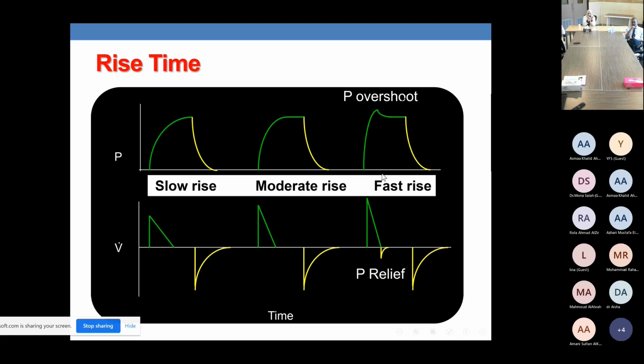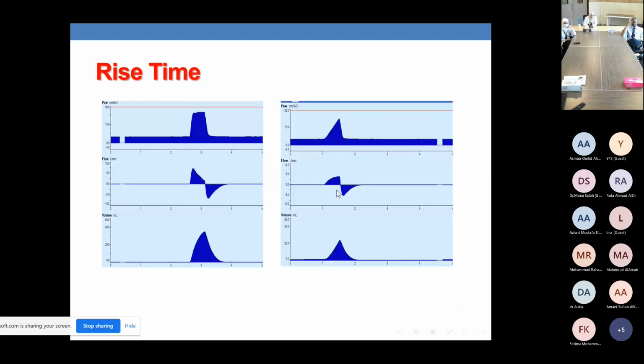And if you have a very, very rapid rise time, again, this will cause pressure overshoots, which can cause lung injury. So you don't want that. You can see the pressure overshoot by this one, which means that you have a very rapid rise time. So this is what you aim for. Again, this is what you want, a good rise time, not this one, which means that you don't have enough time.